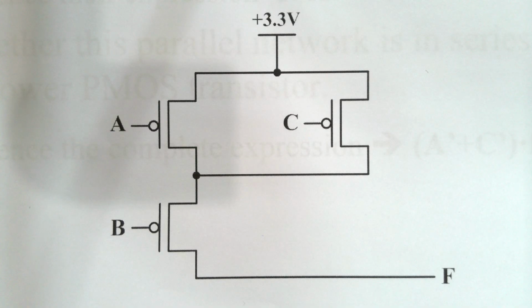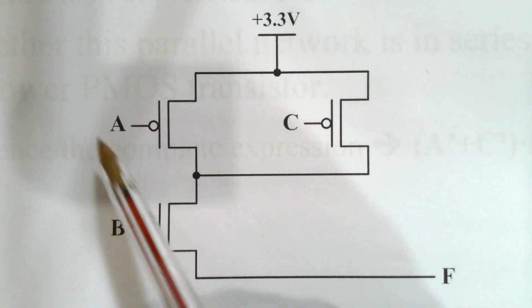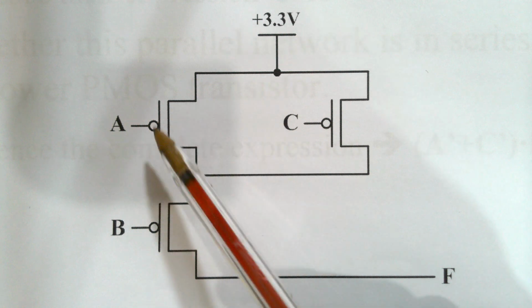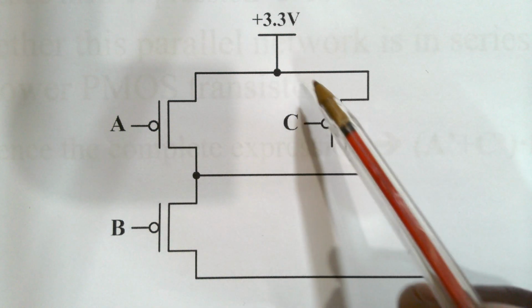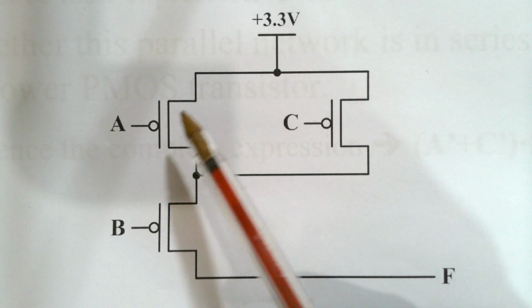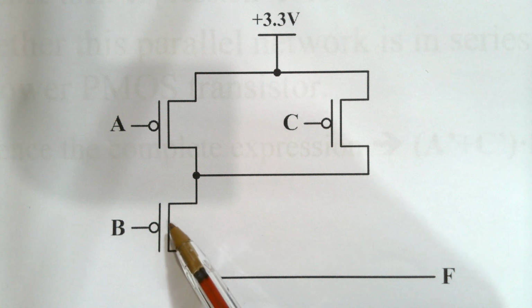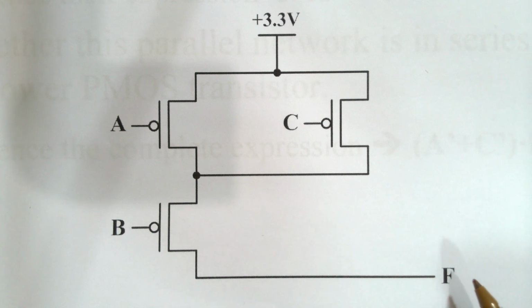Okay, so this is a given pull-up circuit. This pull-up circuit consists of a parallel network of two PMOS transistors, one connected to A, one connected to C. And this parallel network is in series with B, which is connected to another PMOS transistor. And that channels to the output F.